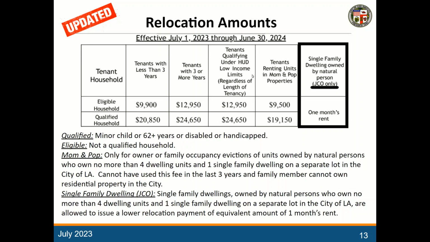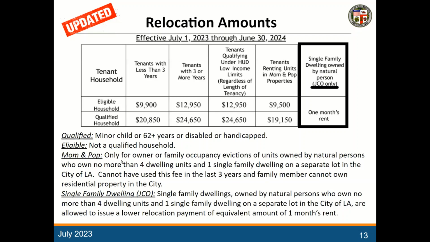You will also notice in this chart that there are 2 columns at the end with different relocation amounts. One of them is the mom and pop properties, and the other one is the single family dwellings owned by a natural person. The mom and pop property relocation amounts are lower relocation amounts than the regular rates. And there are only 2 that could possibly apply. One for eligible tenants at $9,500 and one for qualified tenants at $19,150, regardless of income, regardless of length of tenancy.